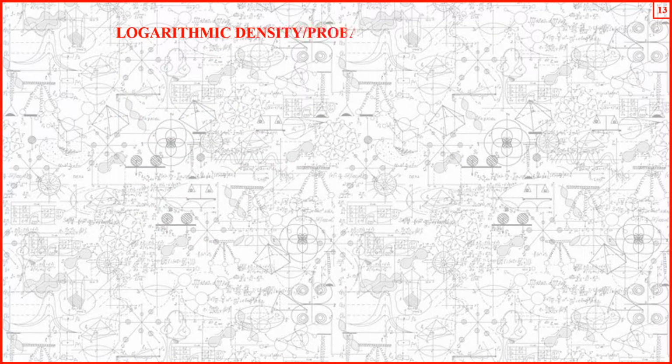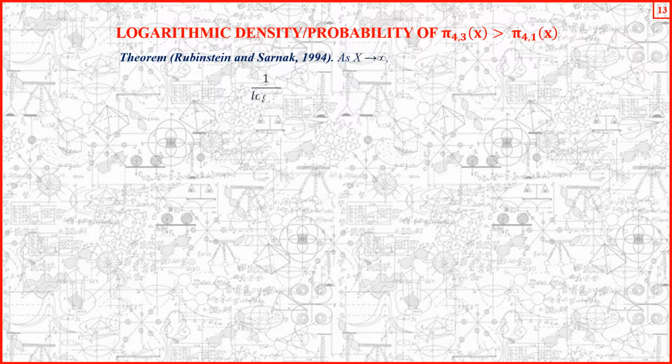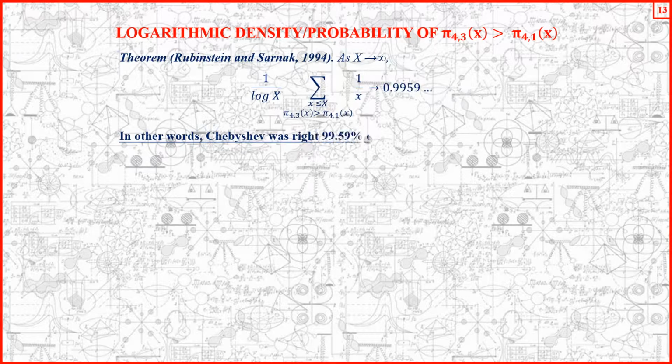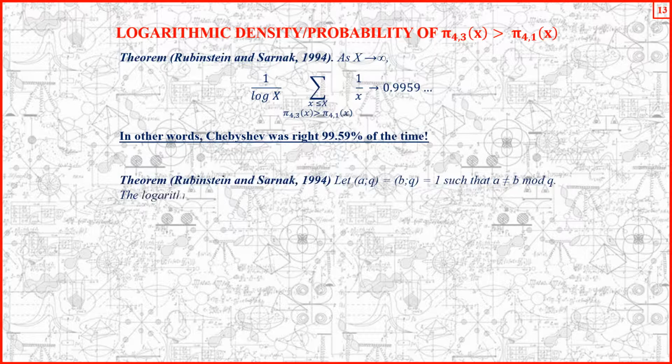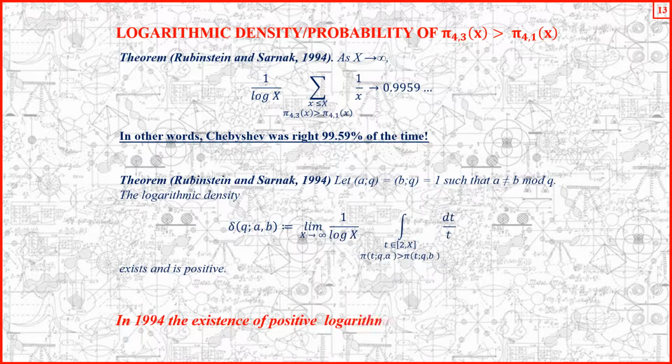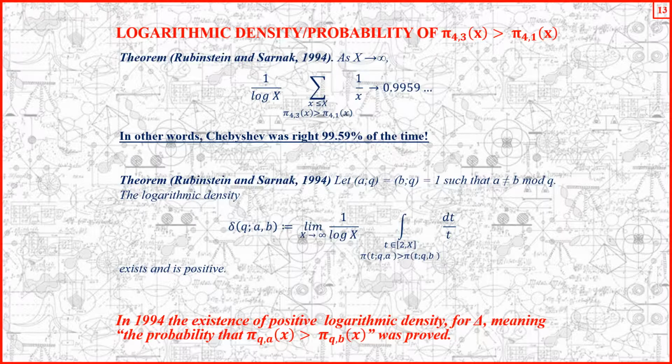On the theoretical front, in 1994 Rubinstein and Sarnak also introduced the idea of logarithmic density for the corresponding prime number races. Logarithmic density simply meant the probability that one team would win over the other. They also calculated logarithmic density for the most popular cases, including modulo 4 case. The high value that they found simply meant that Chebyshev was right 99.59% of the time.